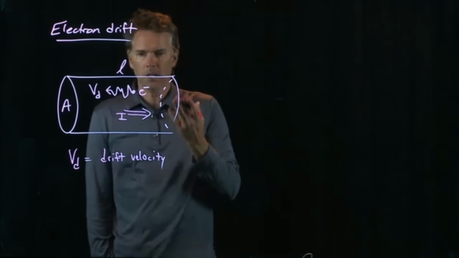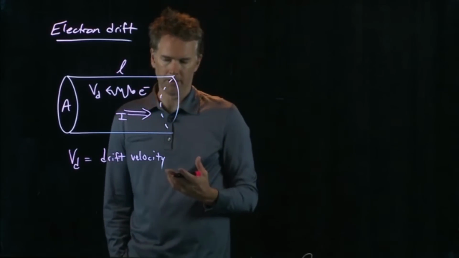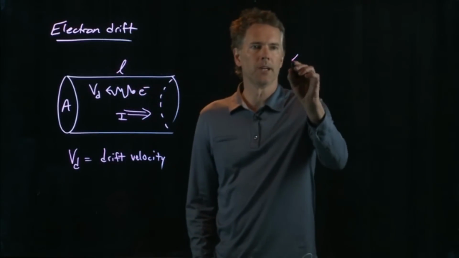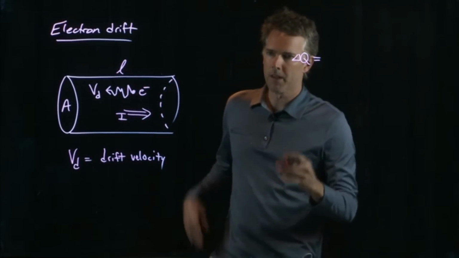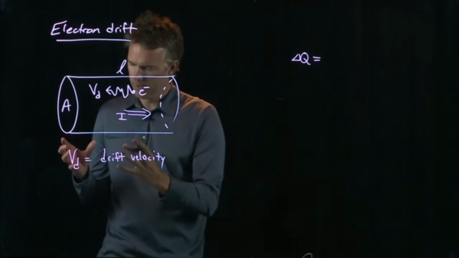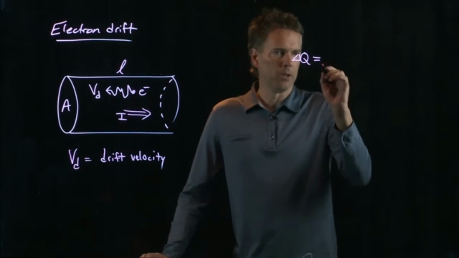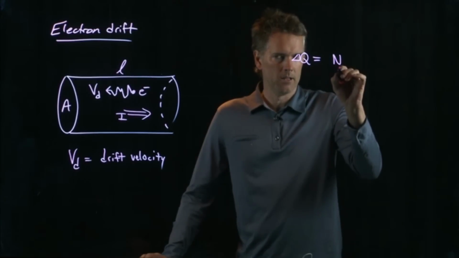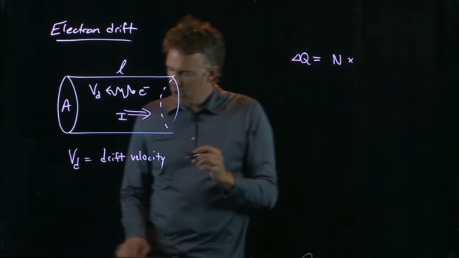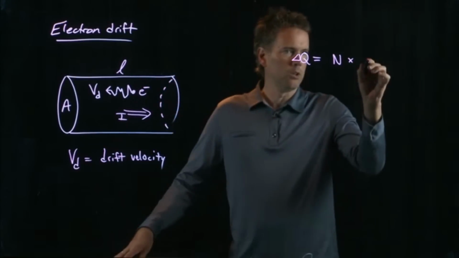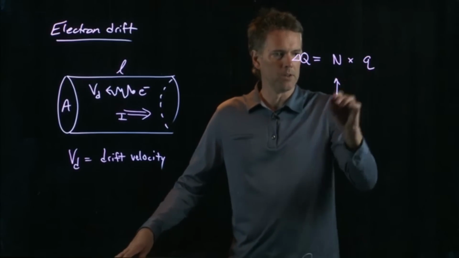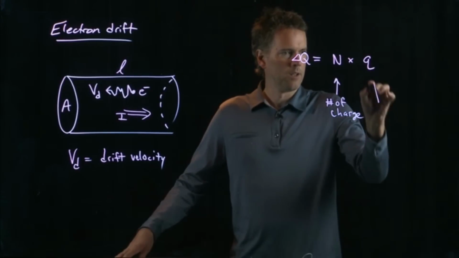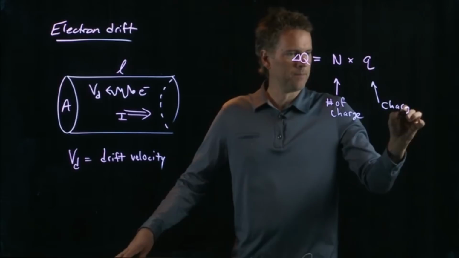So how do we calculate this drift velocity? Well, let's go back to the idea of delta Q, right? Delta Q is the amount of charge that's going to move. And if I think about what that really means, it's the number of charges N times the charge of each particle, Q. This is the number of charges, and that's the charge on each one.